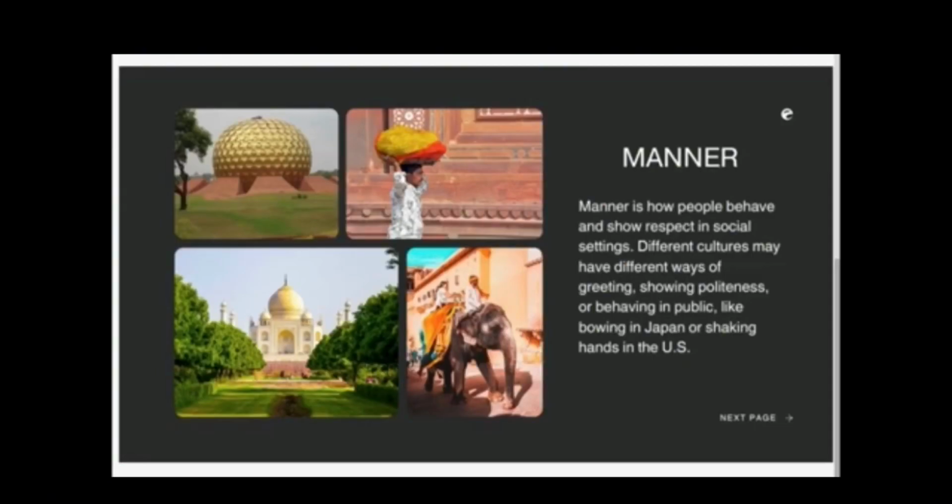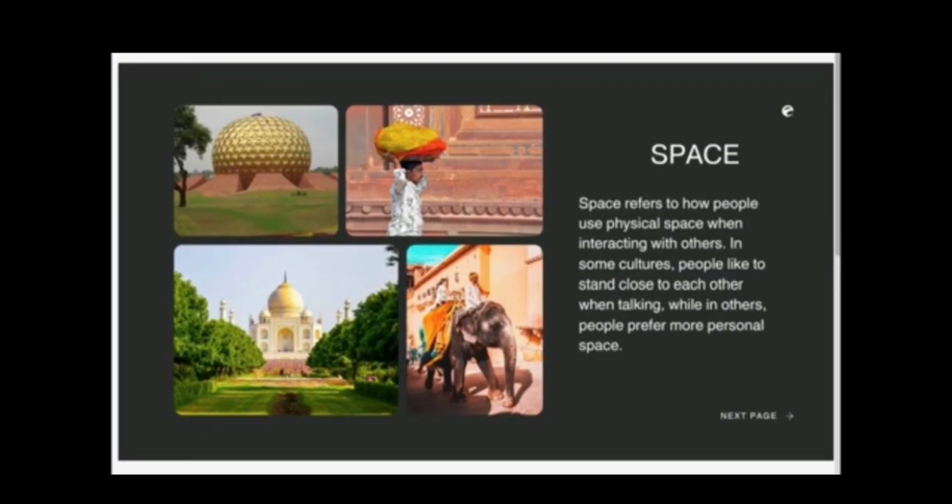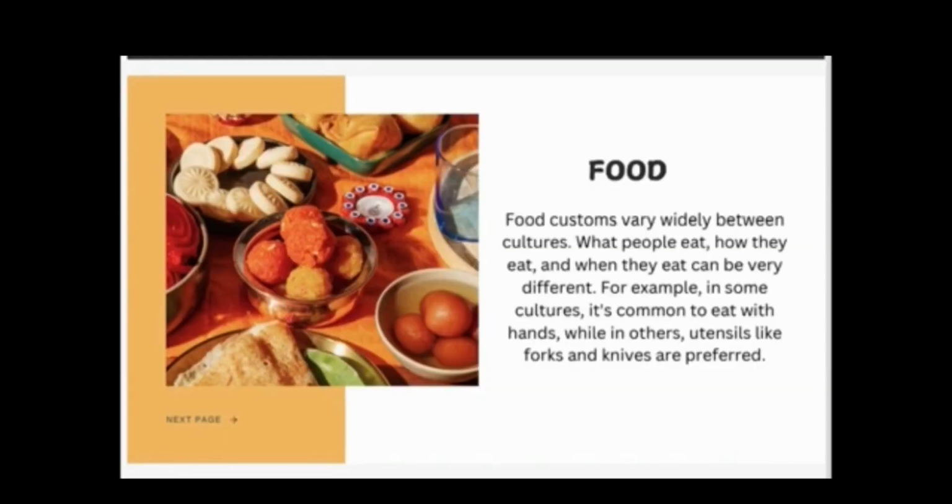Then the next one is manner. Manner is how people behave and show respect in social settings. Different cultures may have different ways of greeting, showing politeness, or behaving in public, like bowing in Japan or shaking hands in the US. Next one is space. Space refers to how people use physical space when interacting with others. In some cultures, people like to stand close to each other when talking, while in others, people prefer more personal space.